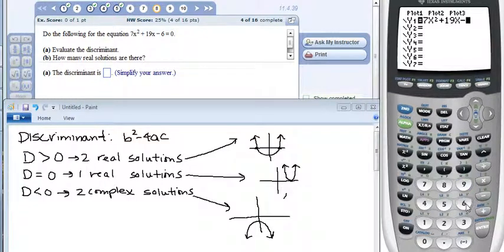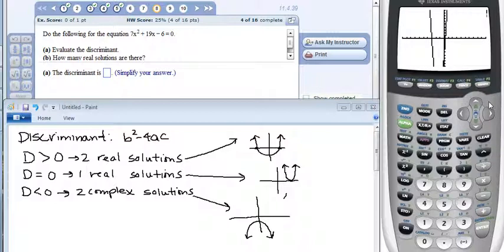Minus 6. I want to graph that. You see how it crossed twice? That's one of these which we've got 2 real solutions. I don't know if it's going to want you to find the solutions at this point, but there are 2 real solutions. So when we do this, we should have a discriminant that's positive, bigger than 0.